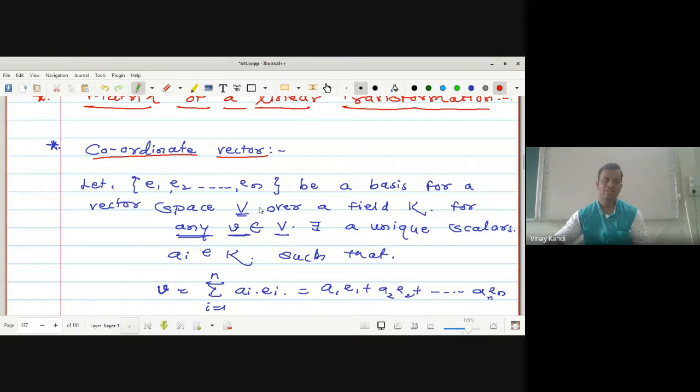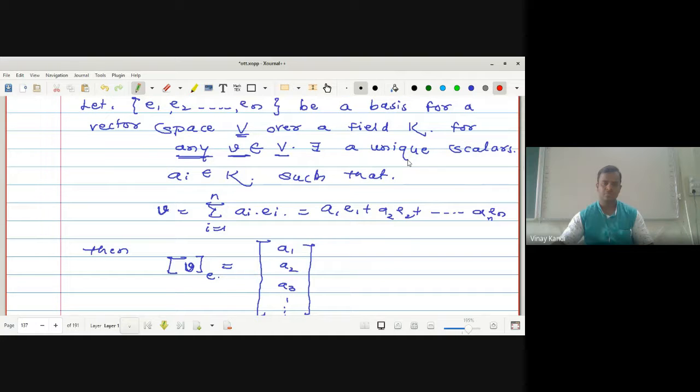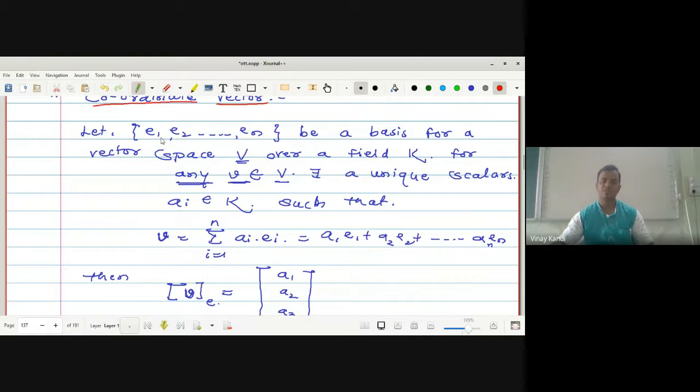Good afternoon, all. In the last lecture, we saw the definition of coordinate vector. What is a coordinate vector? Suppose e1, e2, up to en is a basis for the vector space V over the field K. For any v belonging to V, there exists a unique scalar ai belonging to K such that v can be expressed as a linear combination of our basis elements, that is, summation i running from 1 to n of ai ei, which is equal to a1 e1 plus a2 e2 plus up to an en.